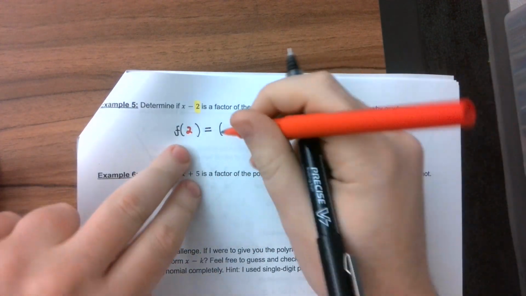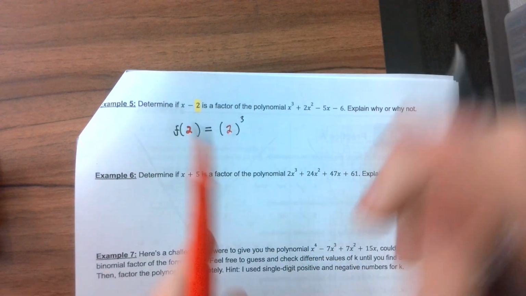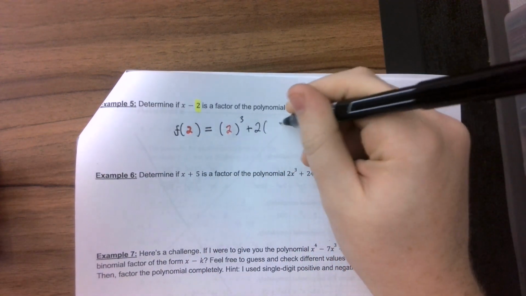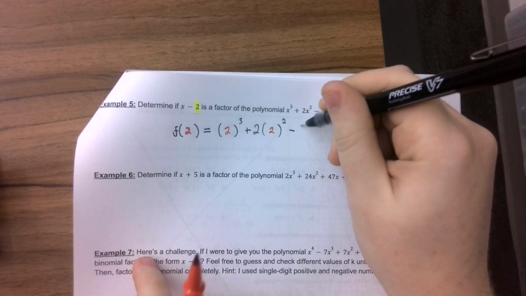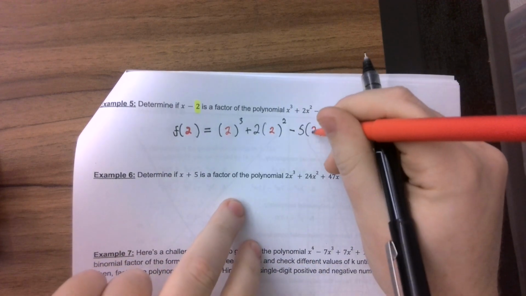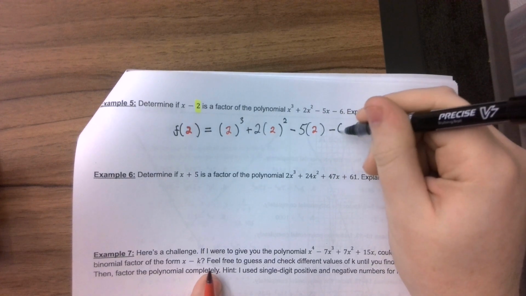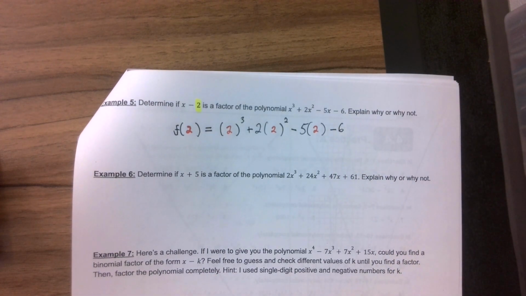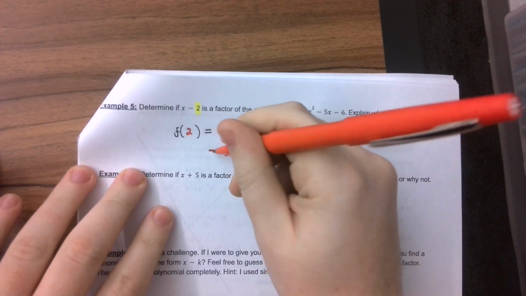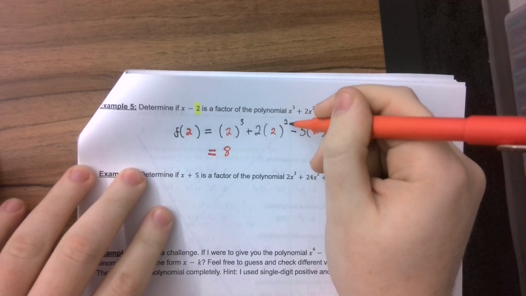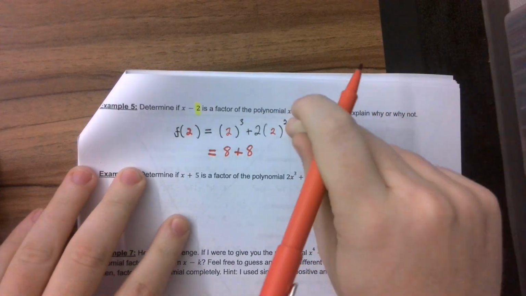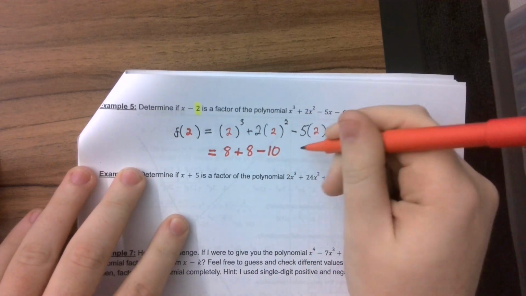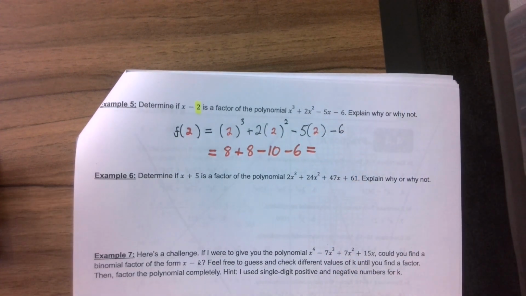Let's get to it. So instead of x cubed, we'll have 2 cubed. Instead of 2 times x squared, we have 2 times 2 squared. A lot of 2's. Instead of minus 5x, we have minus 5 times 2. And we have minus 6. Let's do this bit by bit. What is 2 cubed? Well, we've heard enough times so far. 2 cubed is 8. What's 2 squared times 2? That's another 8. Negative 5 times 2? That's negative 10. And we have a negative 6 at the end.